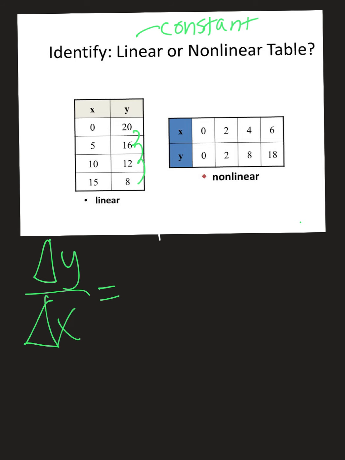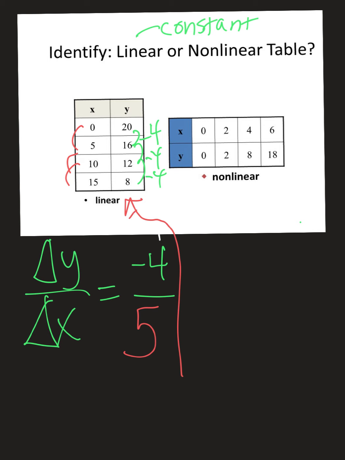So 20 to 16 is minus 4. 16 to 12, minus 4. 12 to 18, minus 4. So I'm going to have minus 4 on my numerator. My denominator, plus 5, plus 5, plus 5. So they all change in the same way. Okay, so my linear function's rate of change is negative 4 over 5.